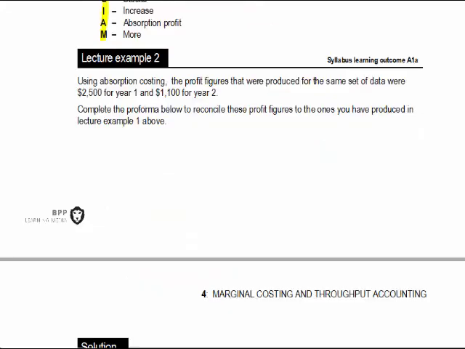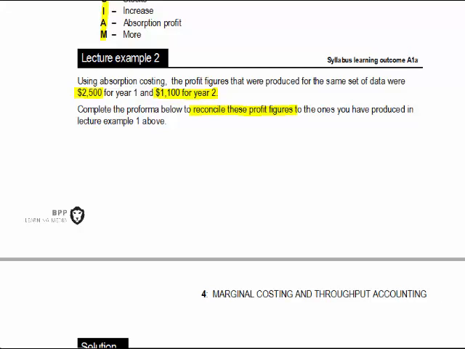Let's have a look at lecture example 2. Lecture example 2 requires us to do a reconciliation between two profit figures. So using absorption costing, the profit figures that we produced for years 1 and 2 were $2,500 for year 1 and $1,100 for year 2. Now we're going to reconcile those to what we've just done in lecture example 1.